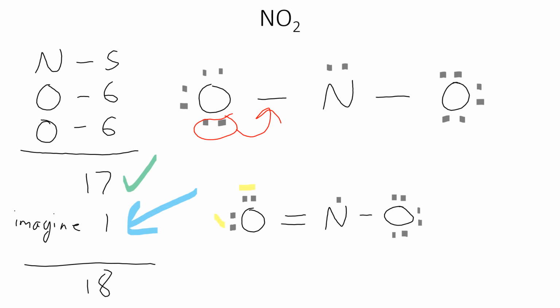2, 4, 6, 8, 10, 12, 14, 16. Now the 1 makes 17. That's good. If you go back and check out your octet rule, you'll find that both oxygens are still okay. Oxygen on the left, still okay. There's 8 there. Oxygen on the right, still okay.